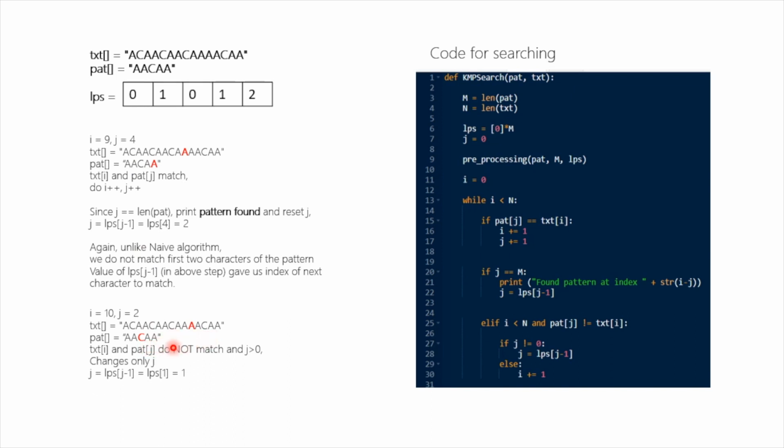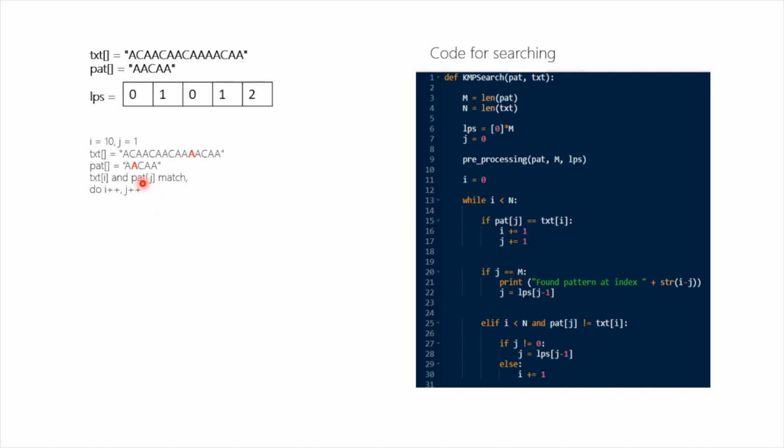When we compare it, we see that it's not a match. So we check whether j is greater than 0 or not. Since it is, we simply change the value of j only, and using the LPS array, we find that j is equal to 1. At j is equal to 1, we again start the comparison. Here we get a match, so we move ahead. Here we do not get a match. So we again check the value of j. Here j is greater than 0, which means we can change the value of j. So we change the value of j using the LPS array.